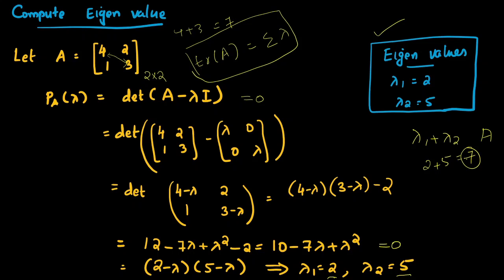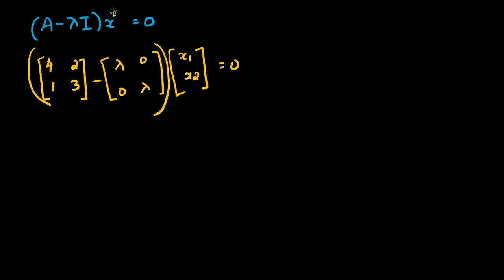Okay, so keep it in mind for future reference. Then we have to find out the eigenvectors corresponding to each eigenvalue. So x is the eigenvector. We use this equation to find the vector: (A minus lambda I) into x. So this is the equation. We have to substitute the lambda values here.